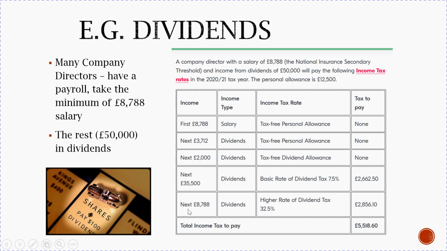And then the last little bit above that 37,500 threshold, they're paying at the higher rate of dividend tax, which is 32.5%.